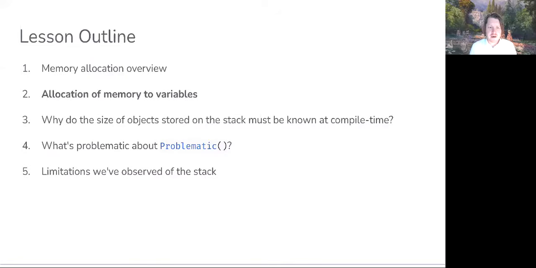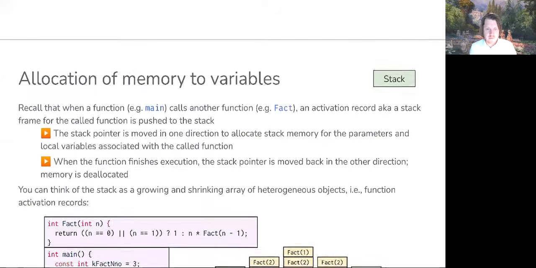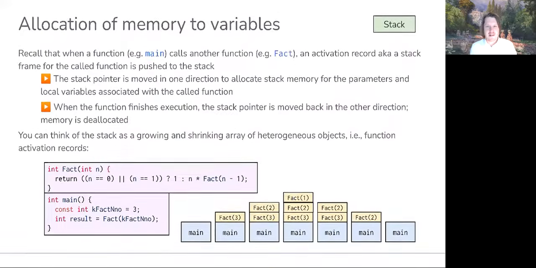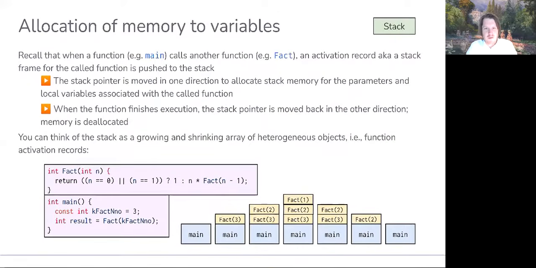We're going to continue our discussion by more or less reviewing the allocation of memory to variables on the stack. So you might remember this diagram here. We'll run back through it quickly, but recall when a function, for example, main, calls another function, such as maybe that factorial function we wrote or built up during the previous lesson, an activation record, also known as a stack frame for the called function, gets pushed to the stack.